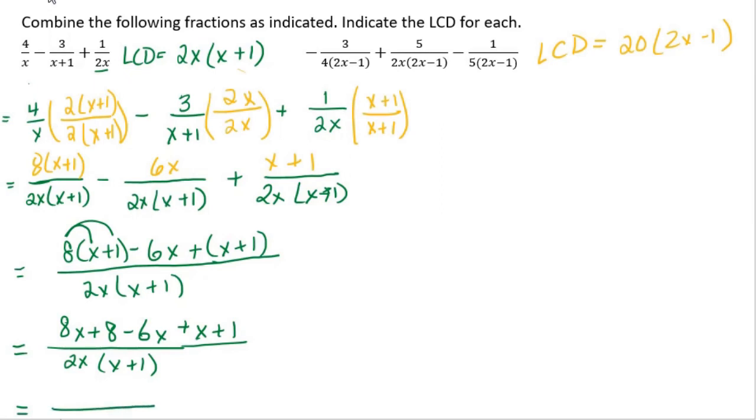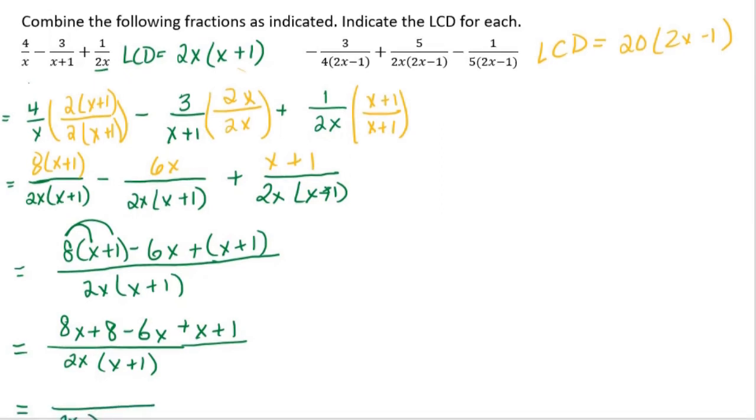Very close to reaching our final step, 2x times x plus 1. Too many x's in that denominator. Let's back up a little bit. X plus 1. And what does our numerator look like? Okay, collecting like terms, I have 8x minus 6x is 2x. 2x plus x is 3x. And then the numbers, 8 plus 1 is 9.